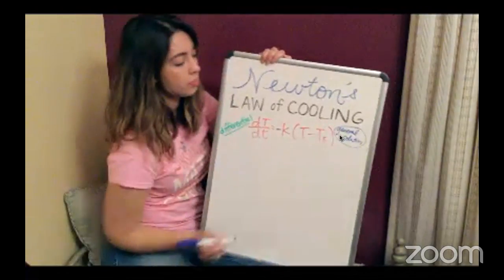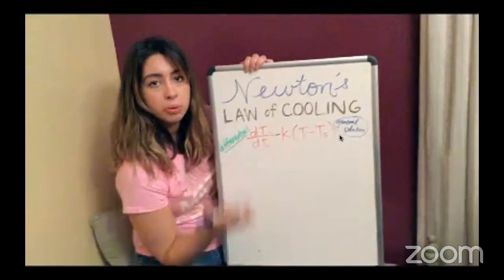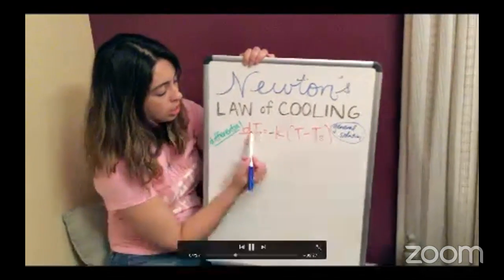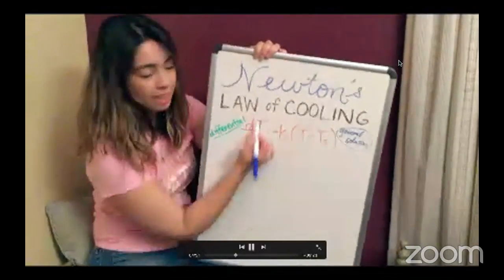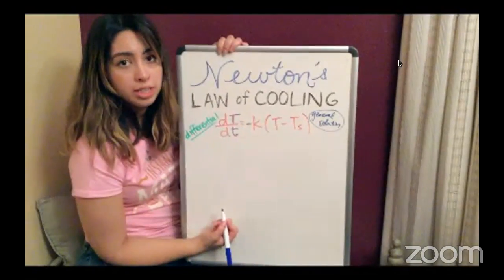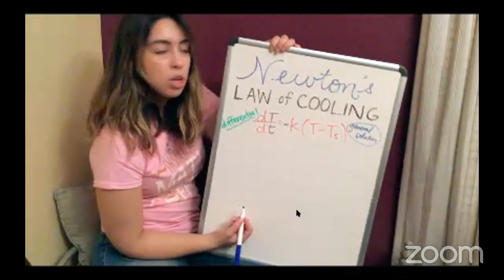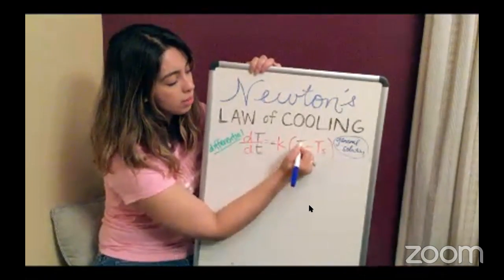Okay, so what we need to do is use the strategy of separation of variables. We see here we have the variable for capital T for temperature, and we have the variable for lowercase t for the time. So what I want to do is move over here where I see this capital T.